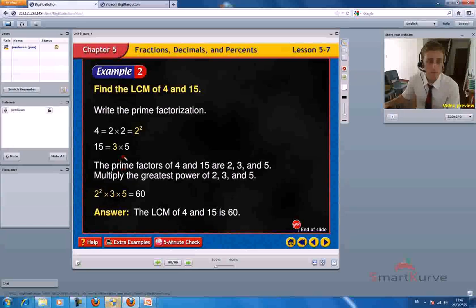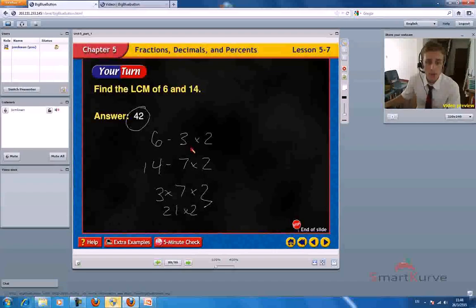Find the least common multiple of 18, 24, and 48. 18 is 2 times 3 squared. 24 is 2 cubed times 3. 48 is 2 to the 4th times 3. The least common multiple, 2 to the 4th times 3 squared equals 144.